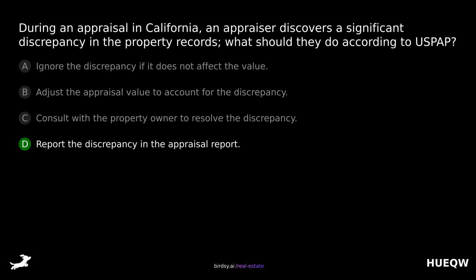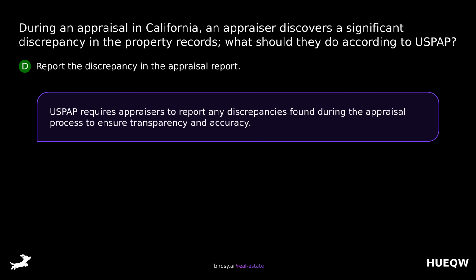The answer is D, report the discrepancy in the appraisal report. USPAP requires appraisers to report any discrepancies found during the appraisal process to ensure transparency and accuracy.